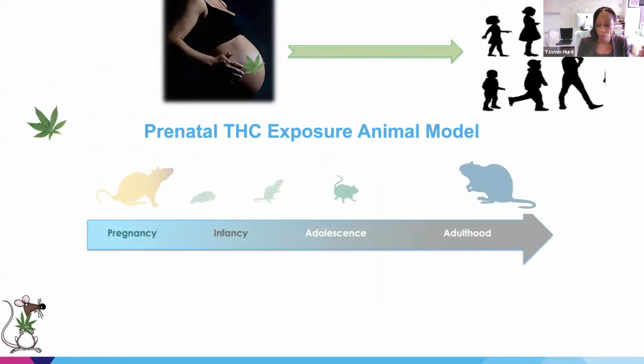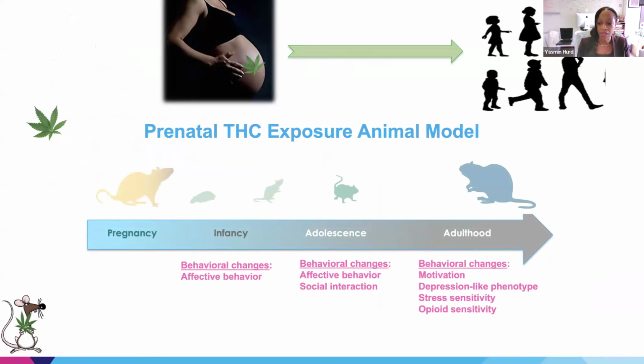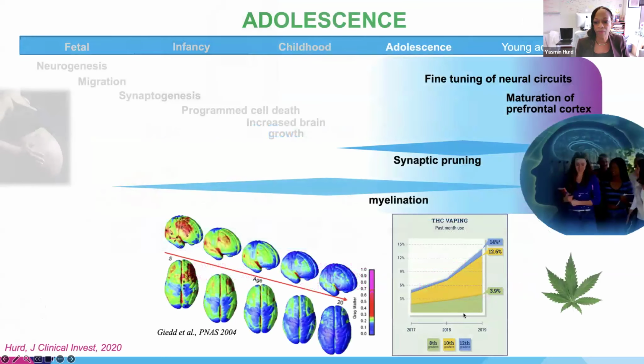Again, we could replicate in animal models and show these changes, this dysregulation of the immune system, and we can then follow our animal models into later life, just like our human studies. Now we can go to adulthood in the animals, and we can see that there are changes related to affective behavior: emotional behavior, social interaction, depression-like behavior, stress sensitivity, and even opioid sensitivity when they become adults.